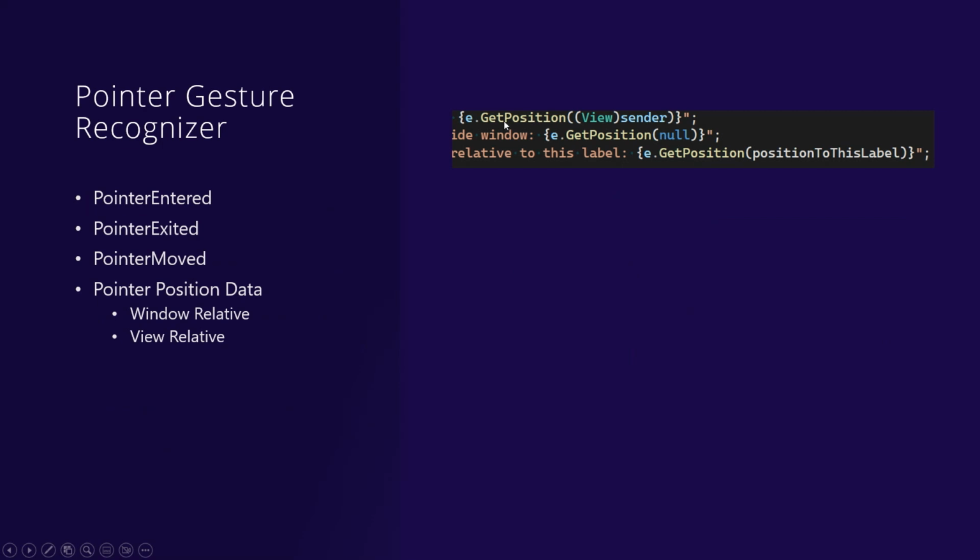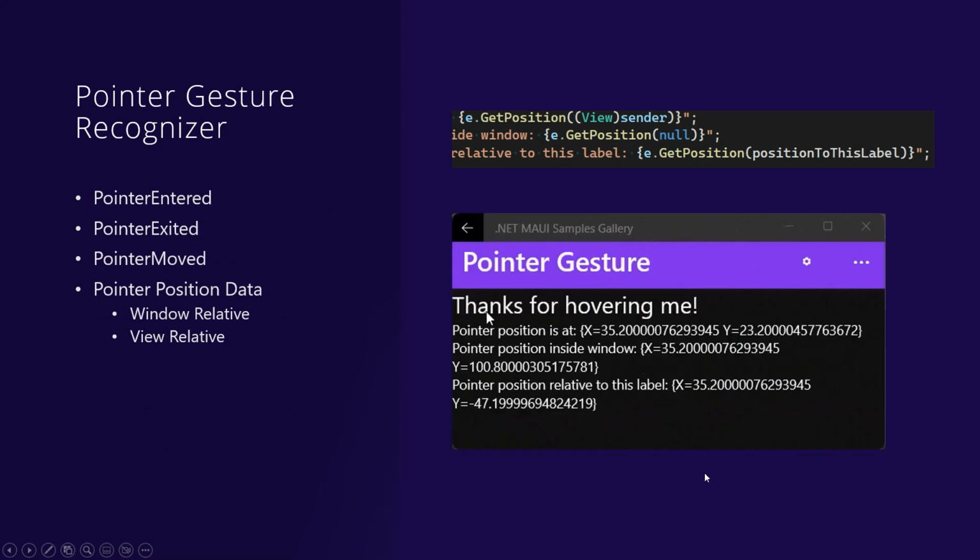Essentially, you use get position, and then you pass in the element that you want the relative position to. So in this first example, the sender is on your args. This is basically giving you the position relative to the view that the gesture is on. And then get position with null gives you the position relative to the window. And then you can pass arbitrary views into it, and it will tell you the position relative to that arbitrary element.